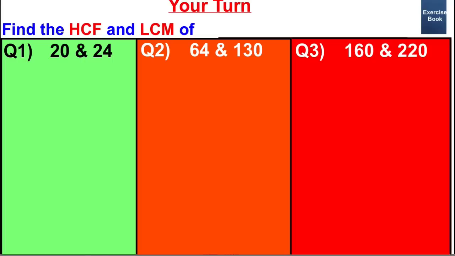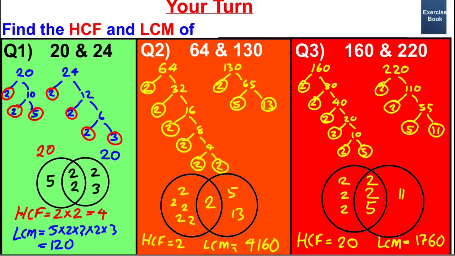Right, time for you to have a go at a few yourself. Here's three questions. Find HCF and LCM of those pairs of numbers. I'll show the answers in 10 seconds. Right, and here are the answers. So the HCF was 4 and the lowest common multiple was 120 for the first one. Then it was 24 and 1,680 for the next, and 20 and 1,760 for the last.